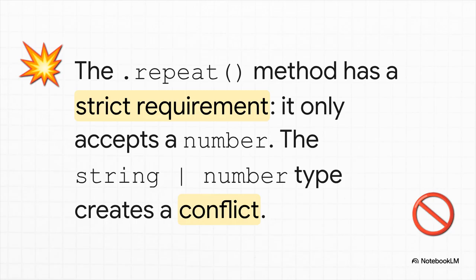And here's where things get messy. The JavaScript .repeat method is, well, it's picky. It only works on numbers. You can't tell a string to repeat itself 5 times. That doesn't make sense. So TypeScript sees our padding variable with its dual identity and just throws its hands up. It says, whoa, hold on. I can't guarantee this is a number, so I'm not going to let you call a number-only method on it. This is where our detective work really begins.